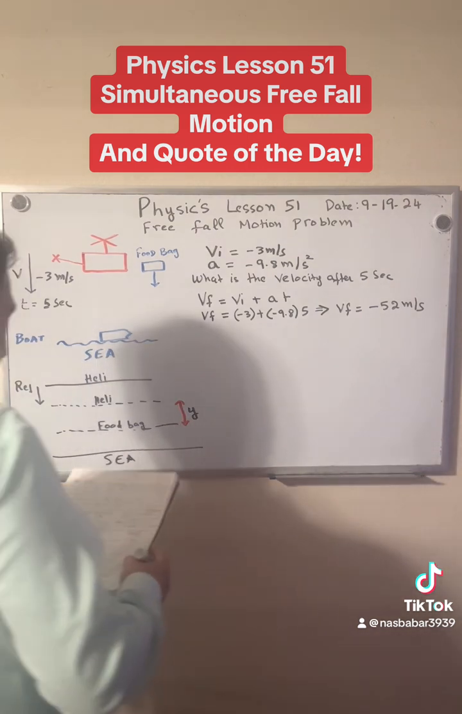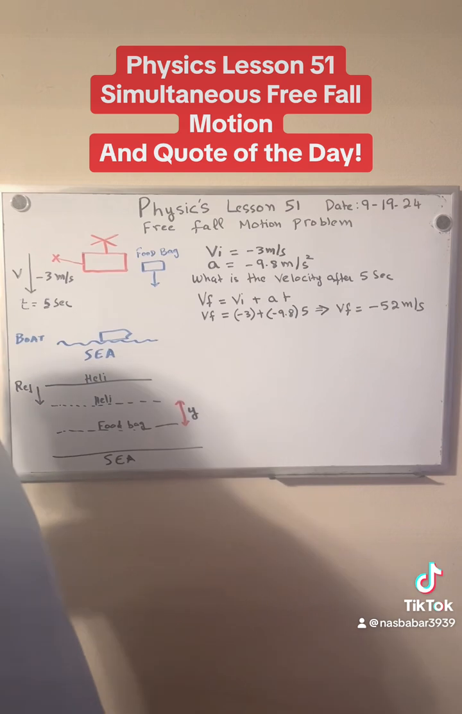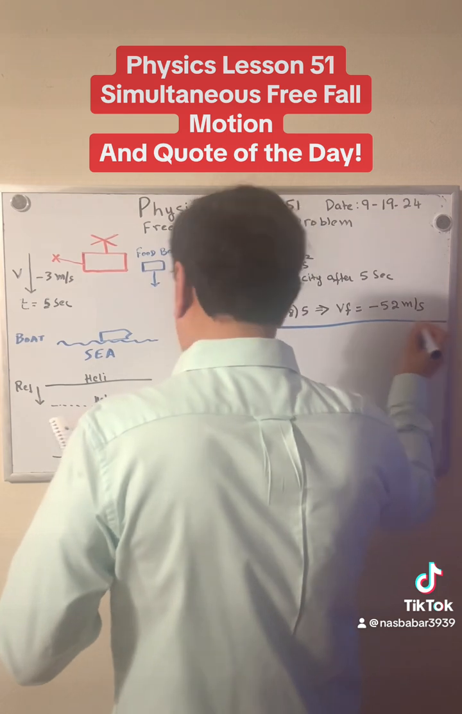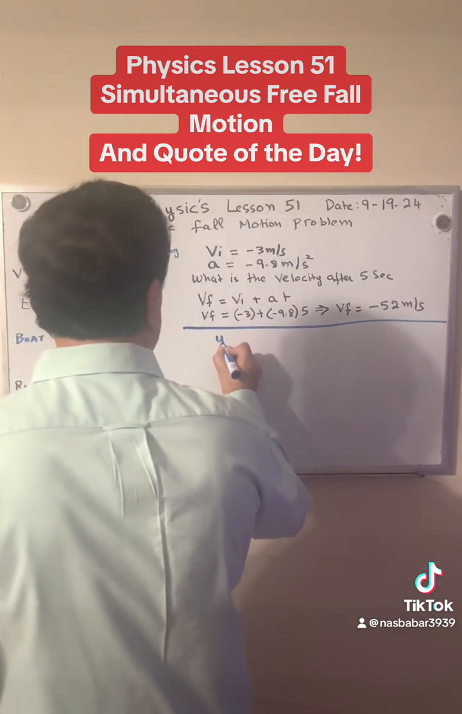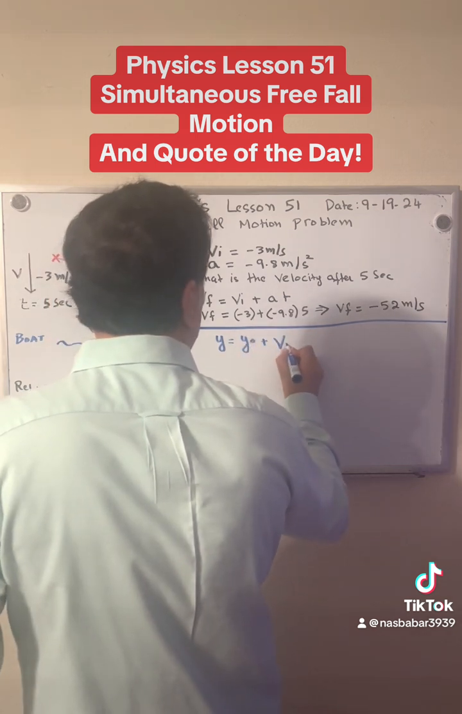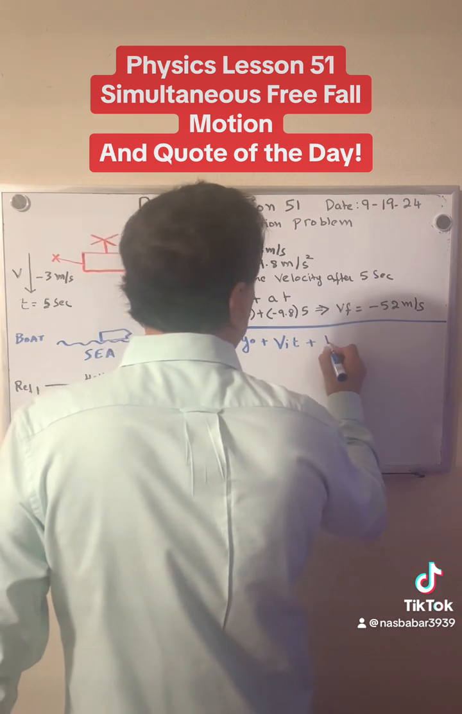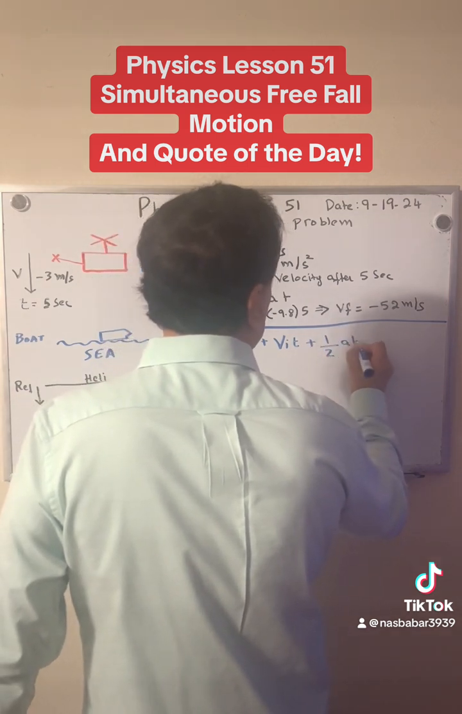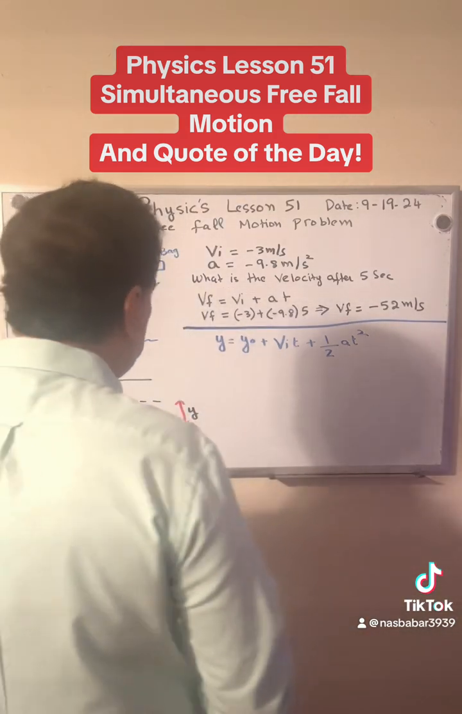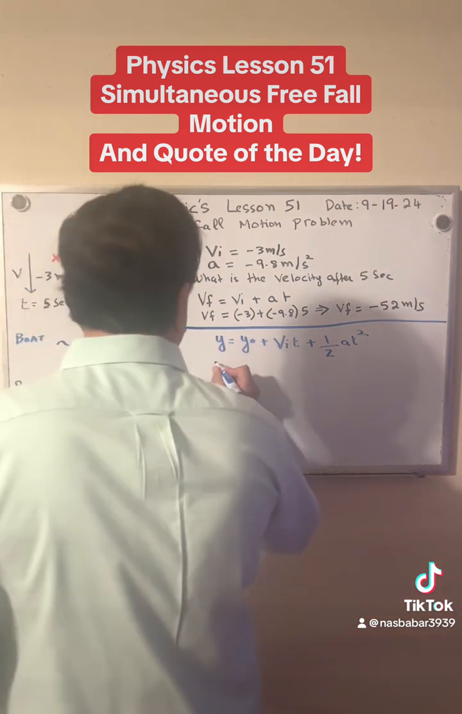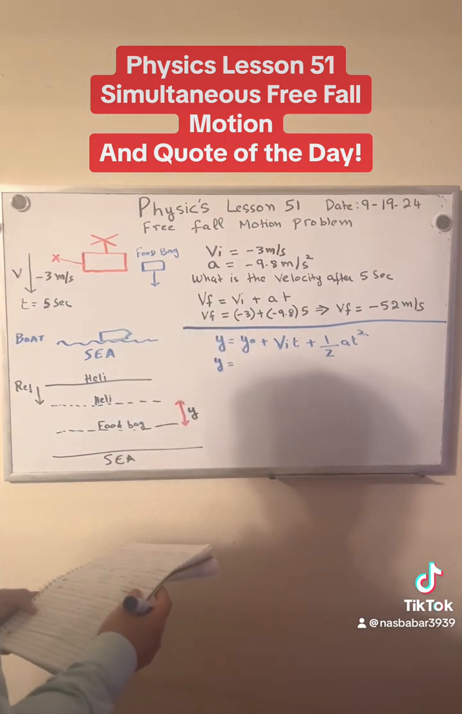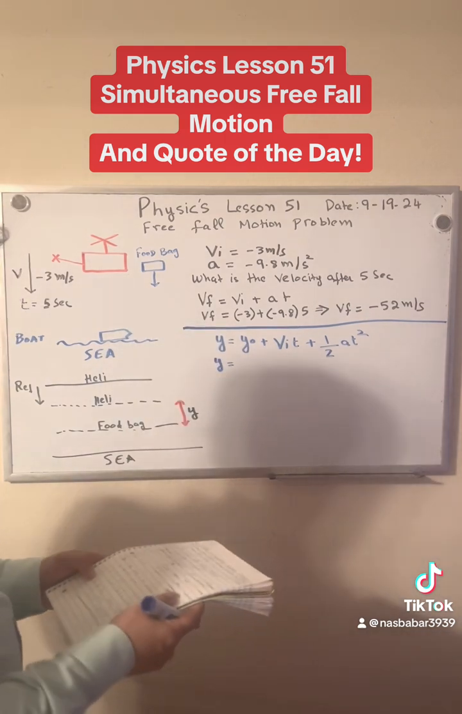Well, let me go ahead and do this in blue because this is the second part of the problem. So y is equal to y naught plus v i t plus half a t squared. This equation of motion is used when you need to find the distance. Okay. So then y is equal to, now what is the initial velocity? What is the initial velocity of the bag?